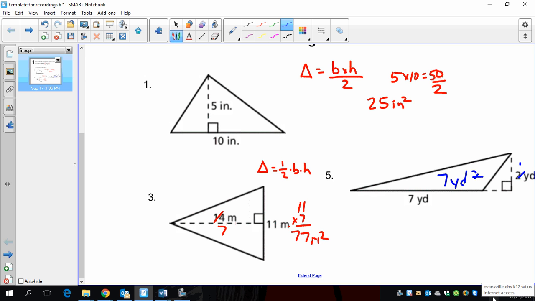So 1/2 base times height, or base times height divided by 2. Whichever one works the best for you.